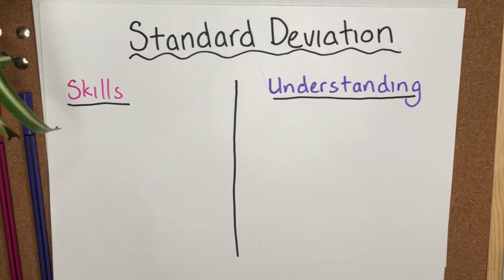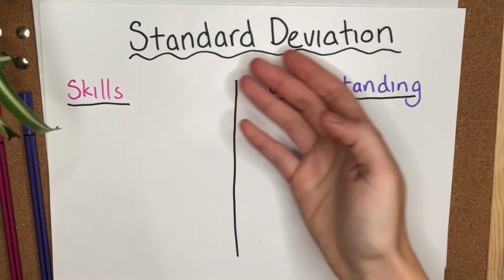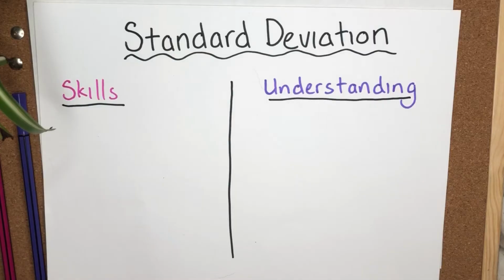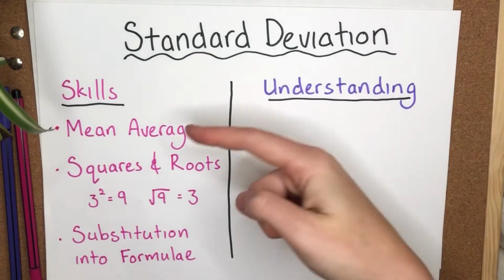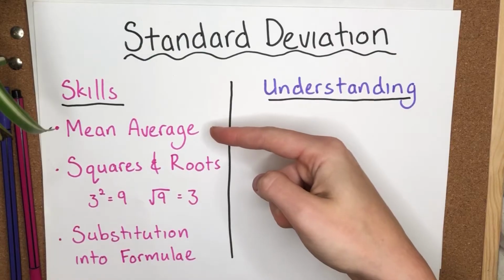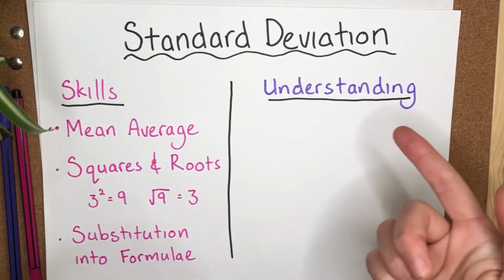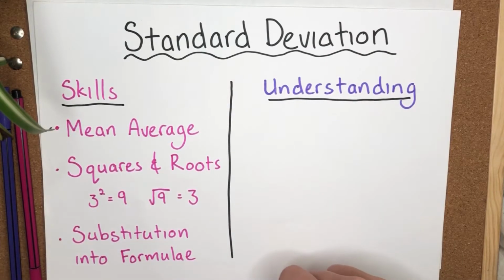Hello there, it's time to look at standard deviation. First of all, let's think about the skills that we will need. First off, you have to be able to find the mean average. In short, this is where you add all the numbers and divide by the number of numbers.